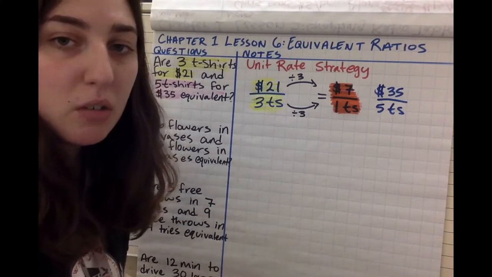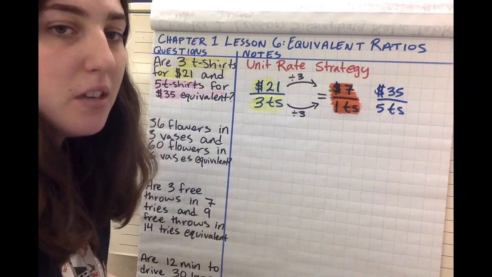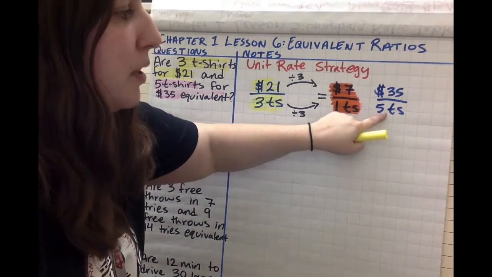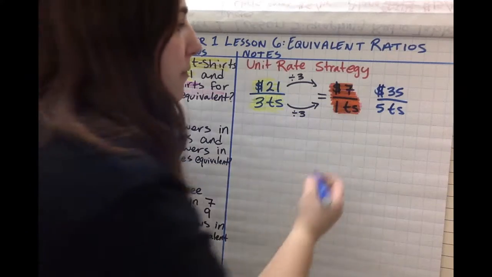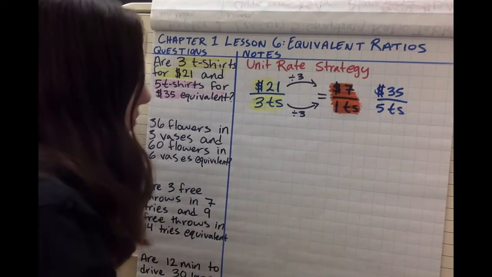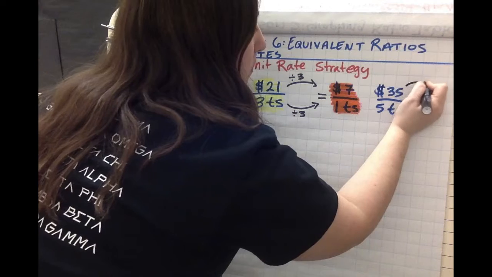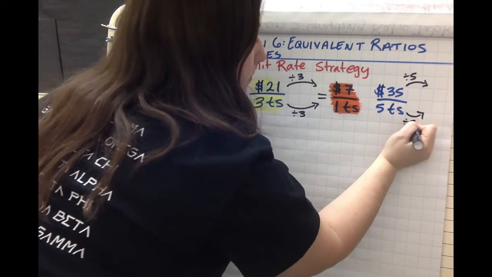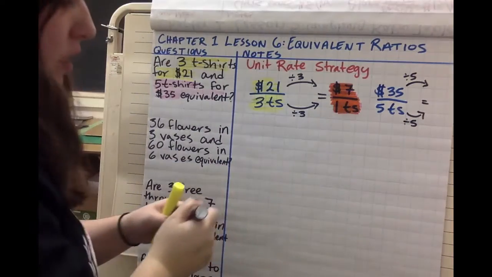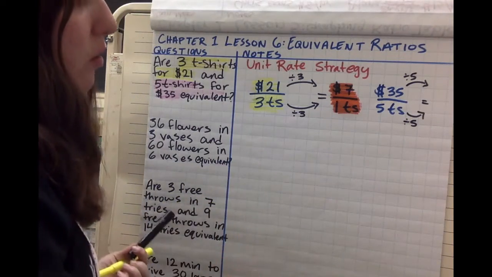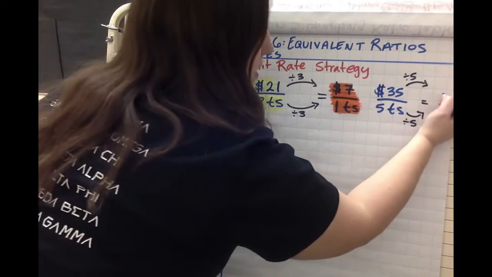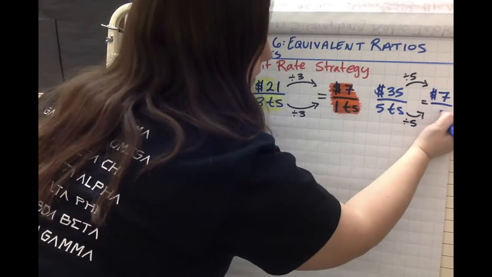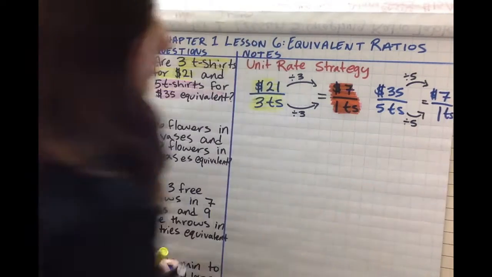Okay? So to find my unit rate, I'm going to divide by the denominator. My denominator is 5, so I'm going to divide the top and the bottom by 5. So 35 divided by 5 is 7. And 5 divided by 5 is 1. Okay?